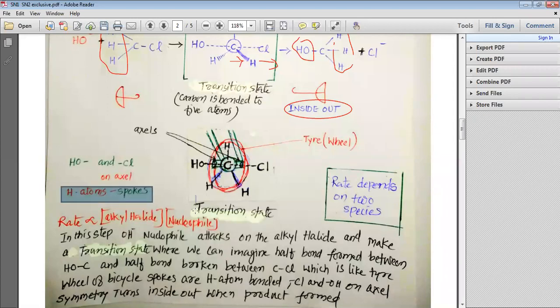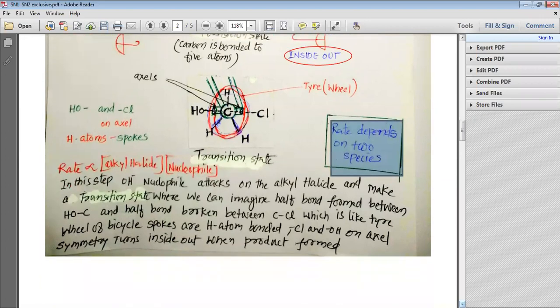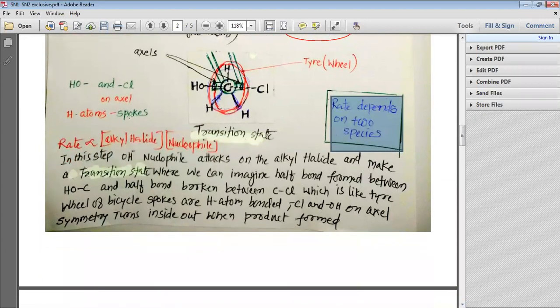Same way, this is the transition state. Now, this is only a single step reaction. So, the rate of this reaction, my dear students, depends upon two species. One is the alkyl halide, another is the nucleophile. So here the rate depends on two species, my dear students, in case of SN2. And that is why we call this reaction an SN2 reaction.